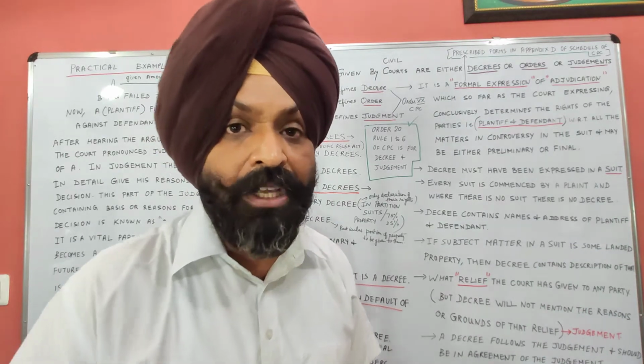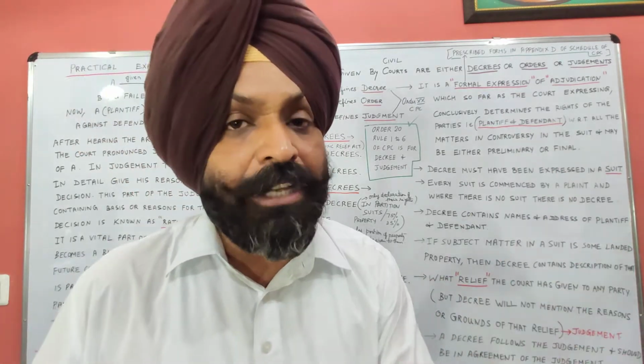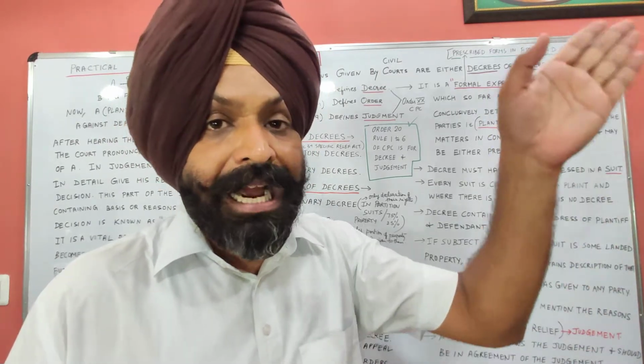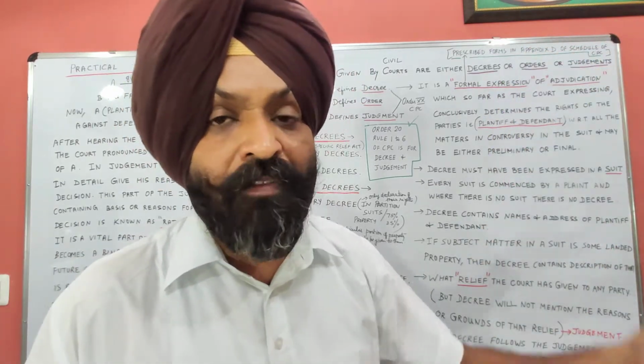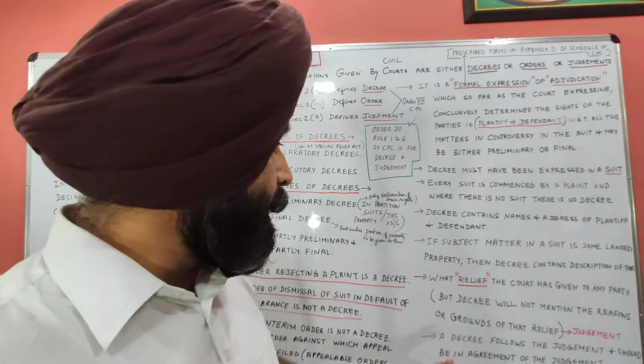For example, it's a recovery suit. What actual amount has to be paid by the defendant to the plaintiff? What actual amount? 1 lakh, 2 lakh, 3 lakh, 4 lakh. Plus interest, 6% interest, 12% interest, 18% interest, plus costs. All these things specifically has to be written by the judge in a decree.